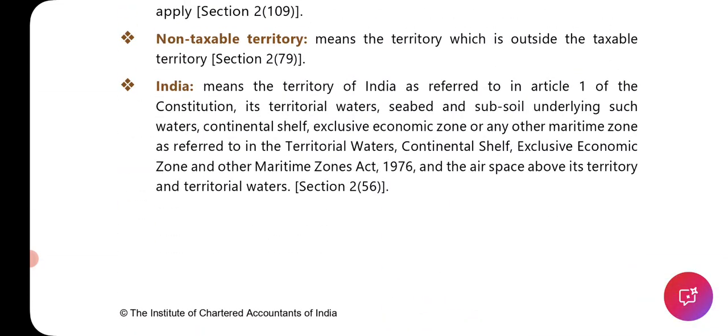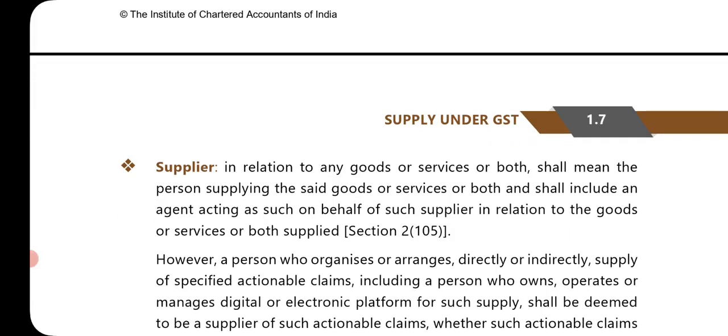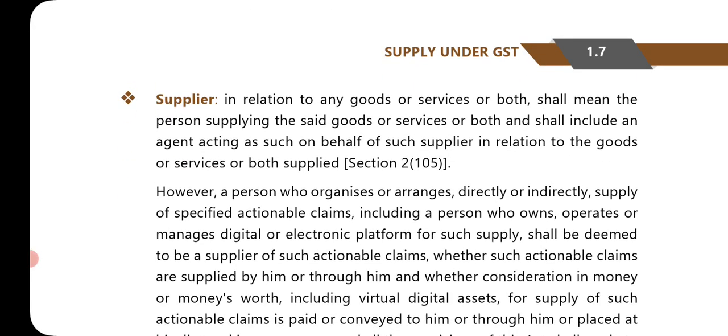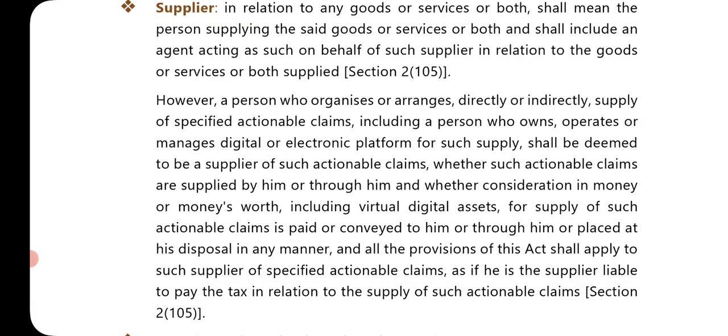So this was the definition of India, taxable territory, and India is interlinked. Non-taxable territory is that which is not in India. Next is supplier. In relation to any goods or service or both, it shall mean the person supplying the goods or service or both, and shall include an agent acting as such on behalf of such supplier in relation to the goods or service or both. So the person who is supplier and the agent, both are suppliers. Agents are also considered suppliers on behalf of somebody else. If some person is doing any activity, then it is a supplier.